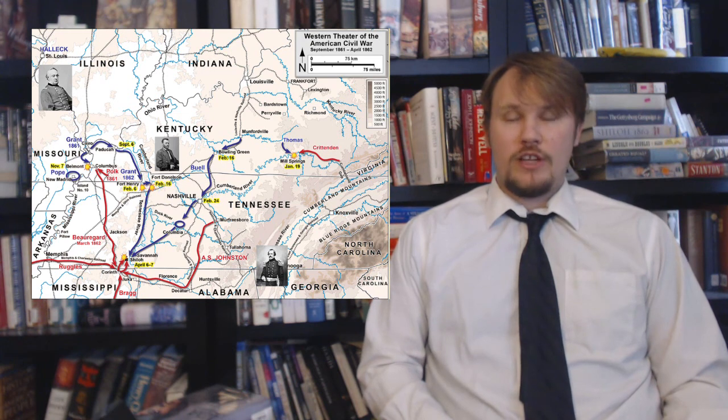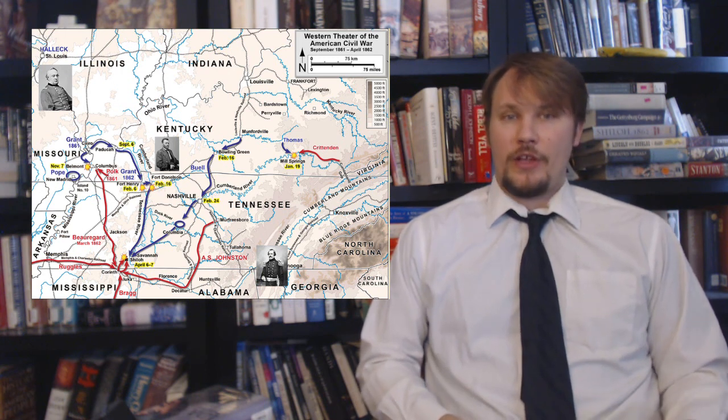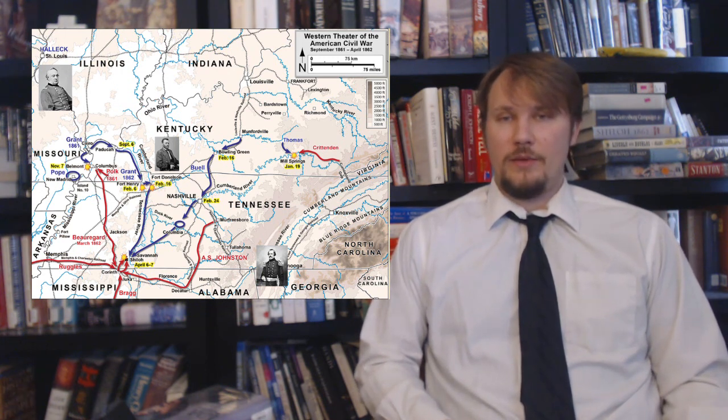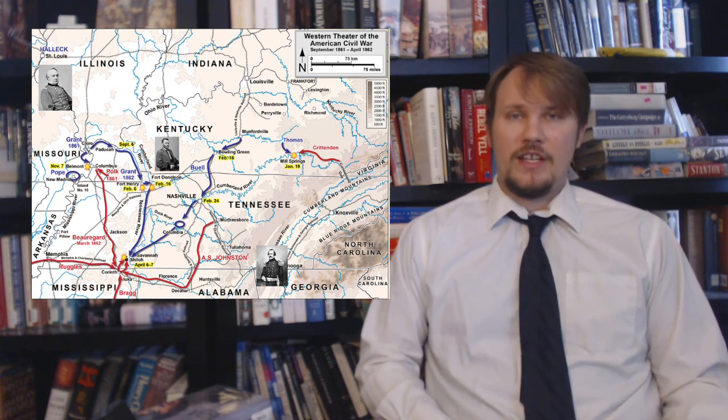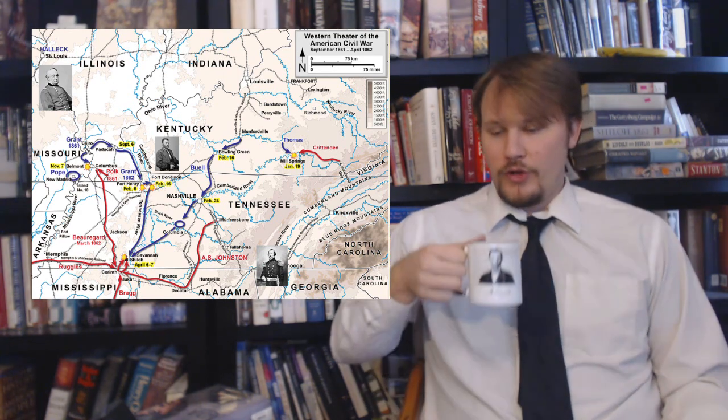He had a huge territory to defend, and to do so, he dispersed his forces in a wide arc across his territory. The Confederate left flank was located at Columbus, Kentucky. The Confederate middle was located at two important forts, Henry and Donelson, on the Tennessee and Cumberland rivers, and then the Confederate right was located at Bowling Green, Kentucky.